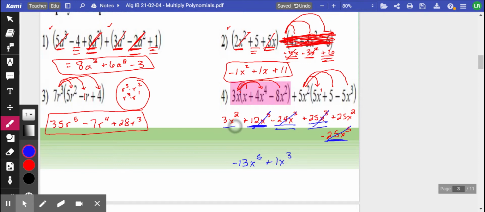And then we have our x squareds. 3x squared plus 25x squared. That'd be 28x squared. And that would be my final answer. Okay. So I want to make sure we did a little bit of review.